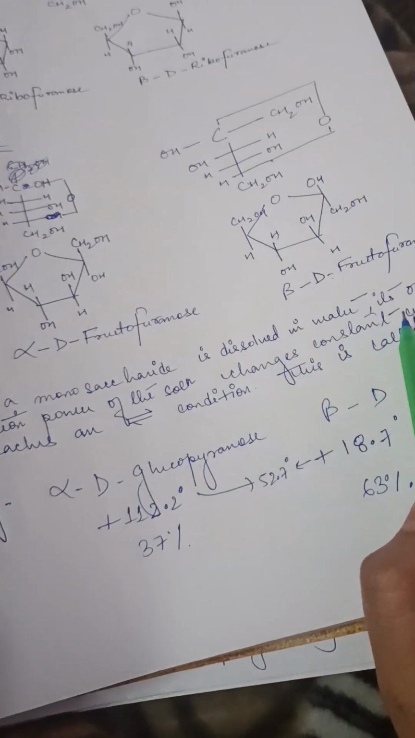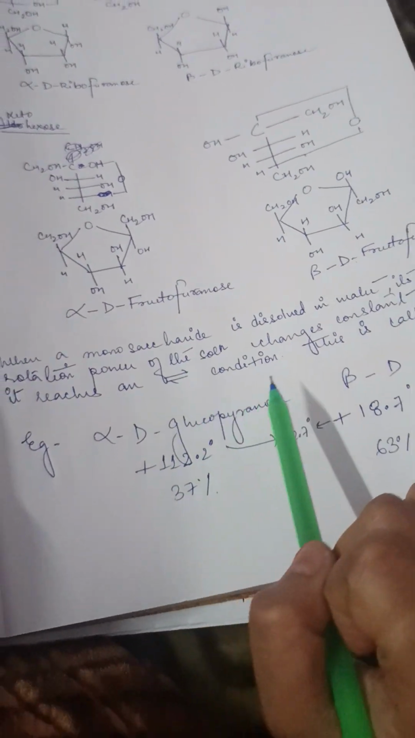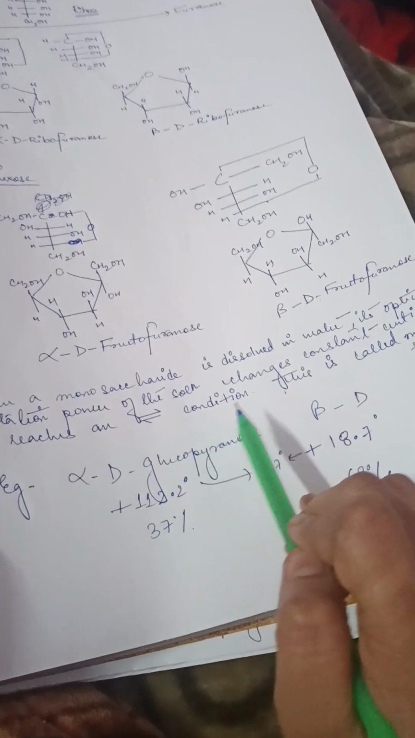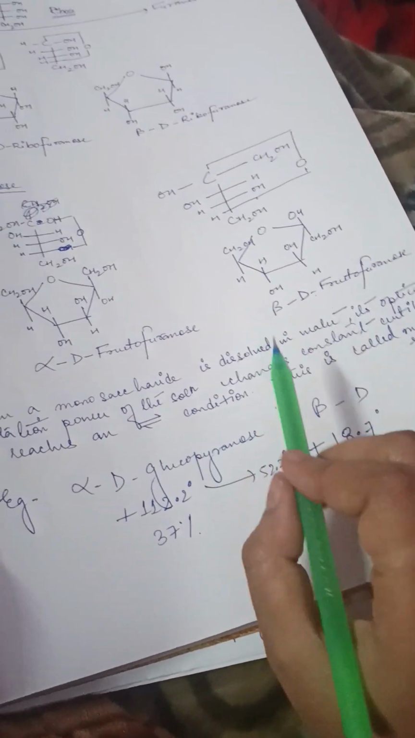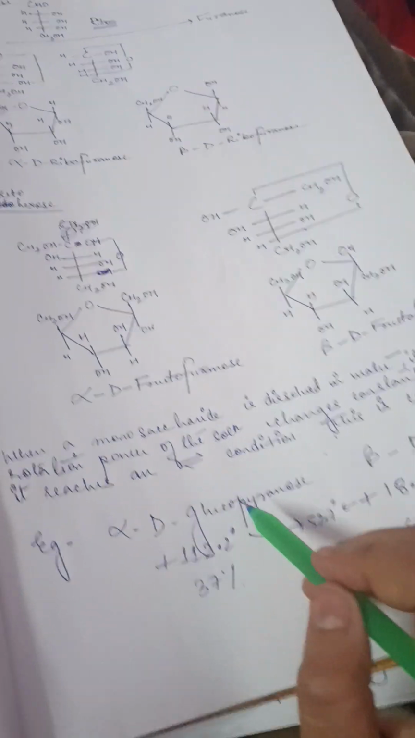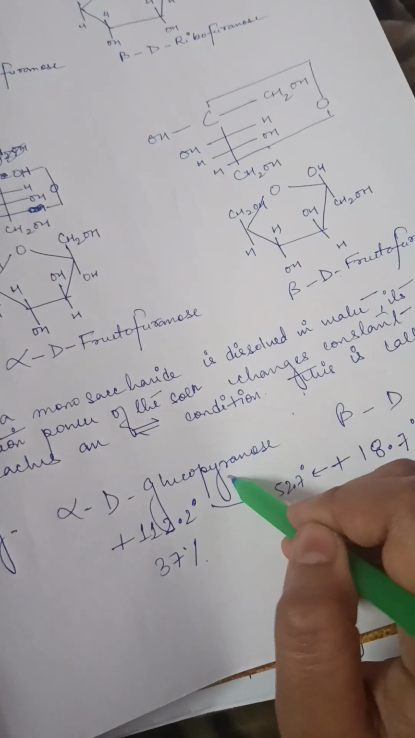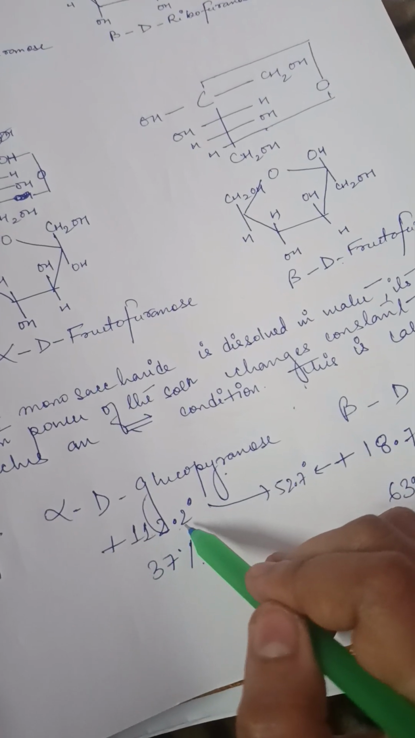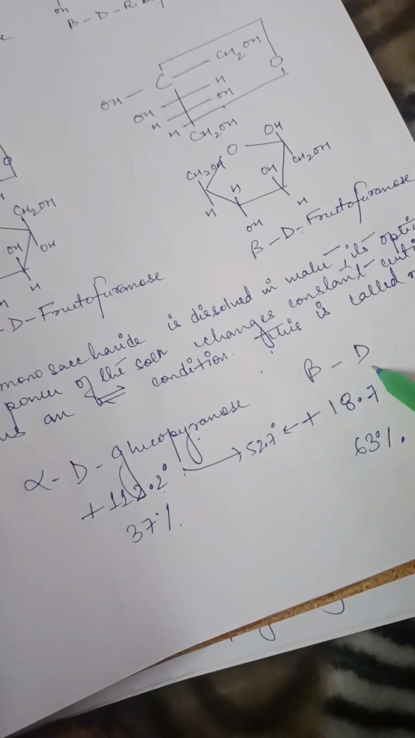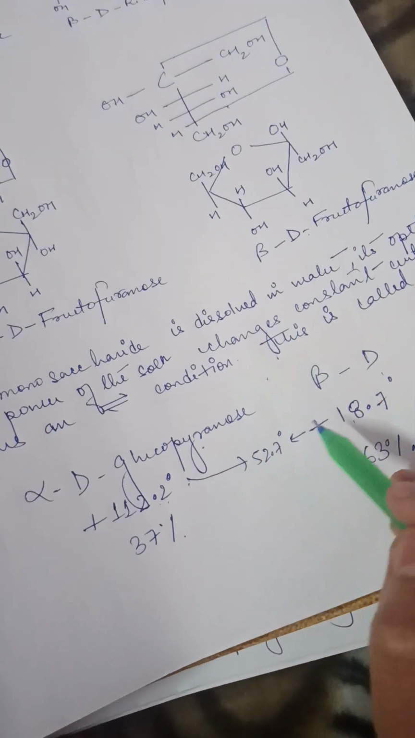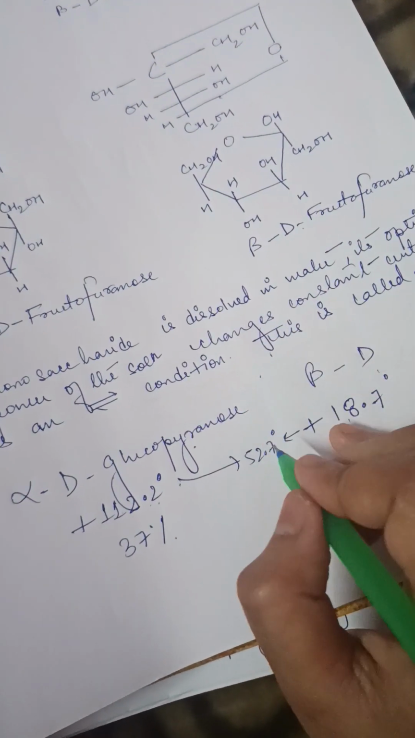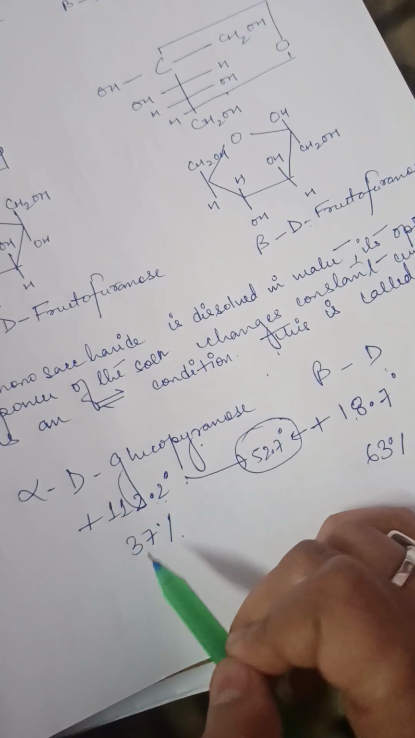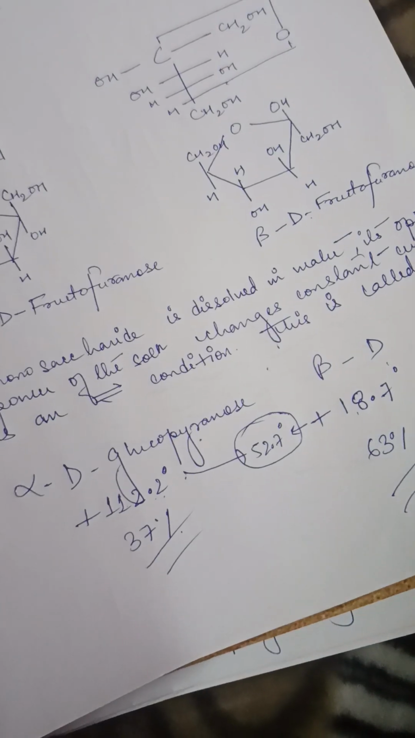When the monosaccharide is dissolved in water, the optical rotation of the solution changes constantly until it reaches an equilibrium condition. This is called mutarotation. And then you can give an example like alpha D glucopyranose, it is plus 112.2 degrees and beta D is 18.7. Both undergo changes after time and then reach a constant value of 52.7 degrees. This happens because this is 37%, this is 63%.